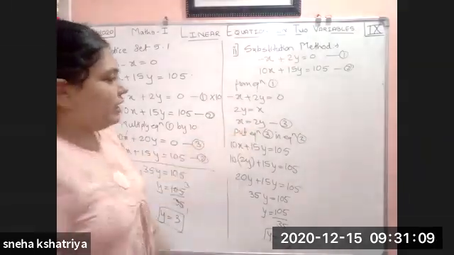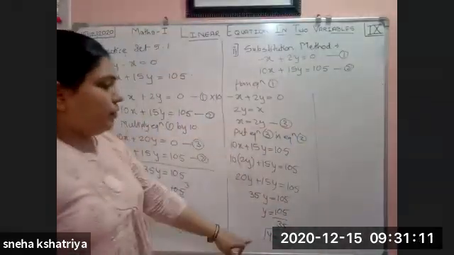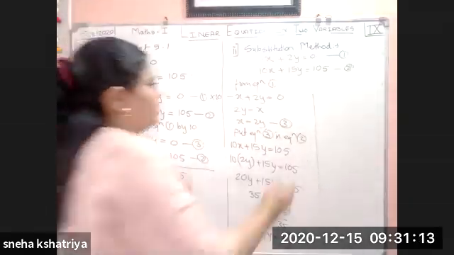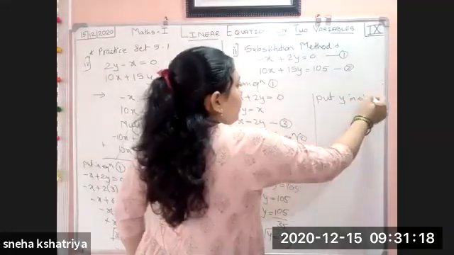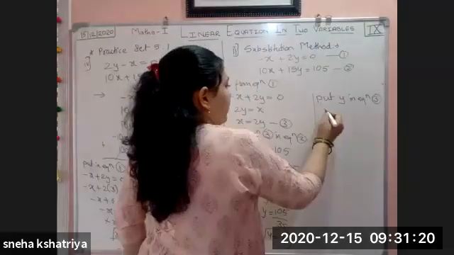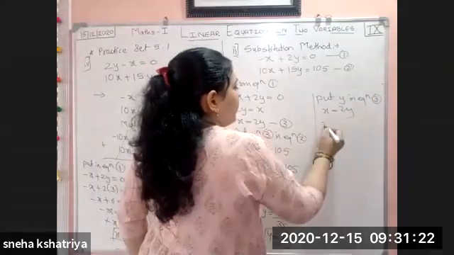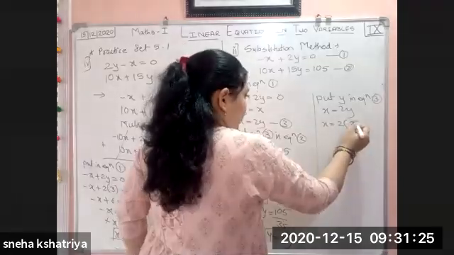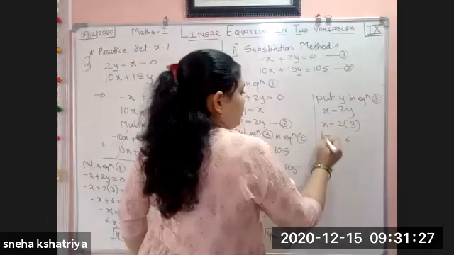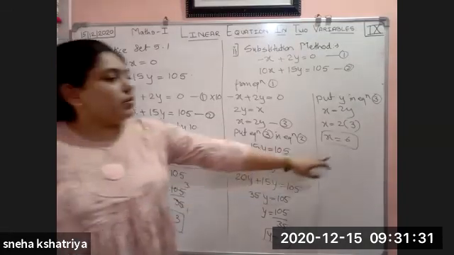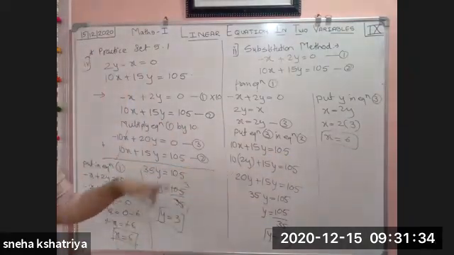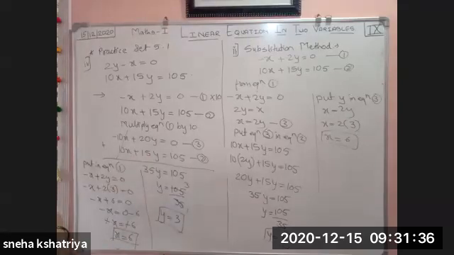Now put this y value in equation 3, because it is very easy one. What is equation 3? x is equal to 2y. So x is equal to 2 into 3. So x is equal to 6. So whatever the method is easy for you, according to that you can solve. If you want to take down the screenshot of this answer, you can take it.